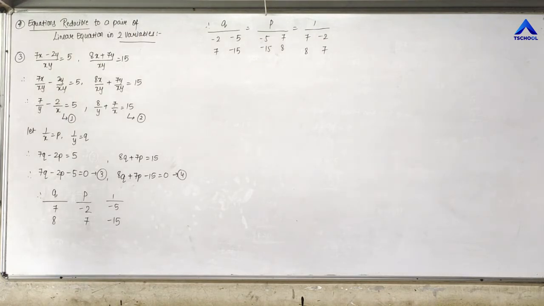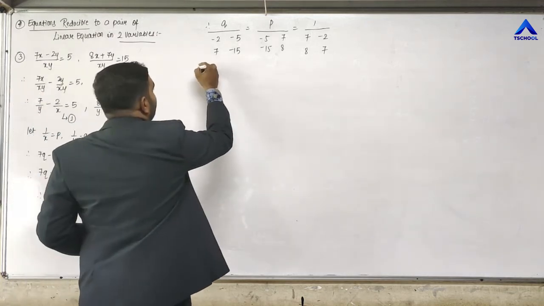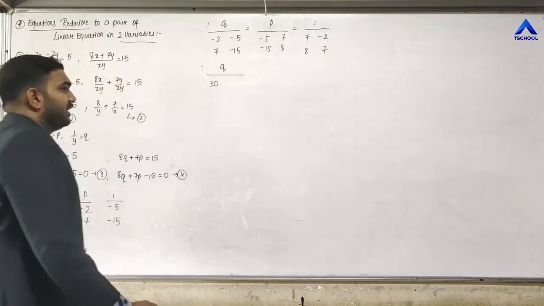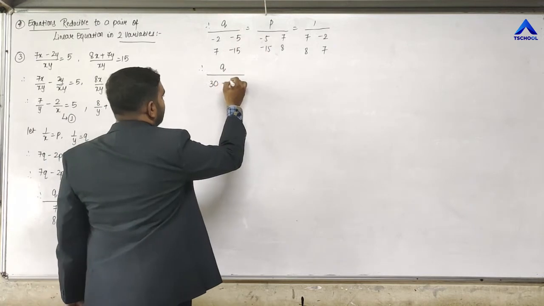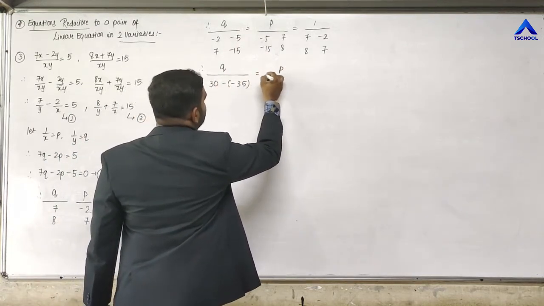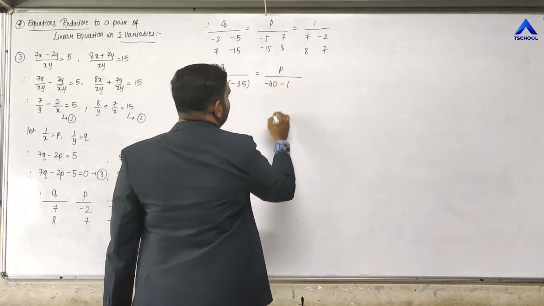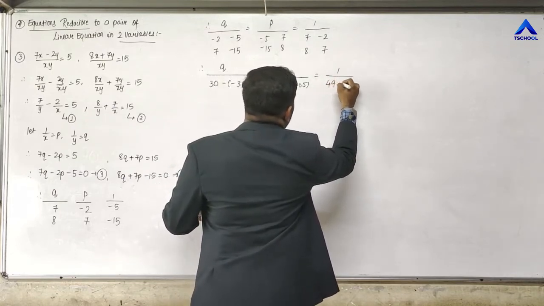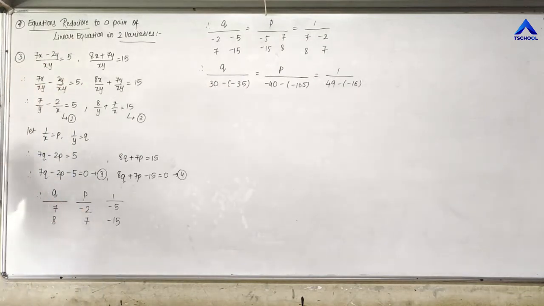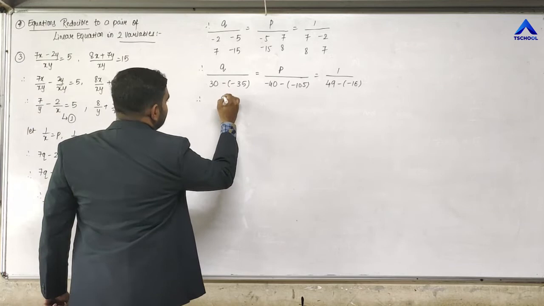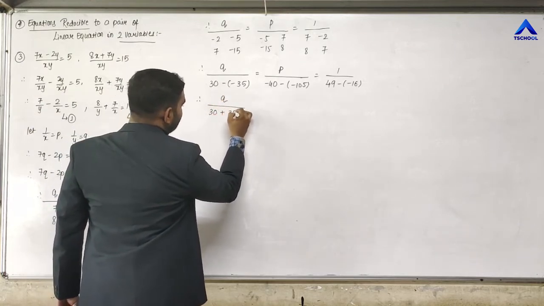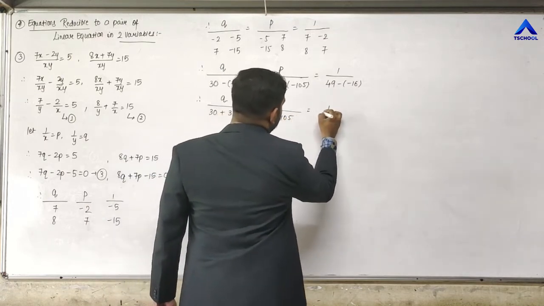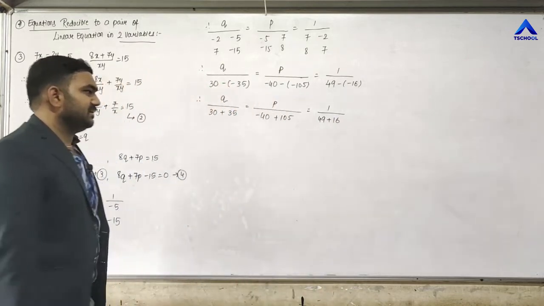Now let us try to solve them. Let us cross multiply. So cross multiplying, we shall get q upon minus 2 into minus 15, that is 30, minus 35, is equal to p upon minus 40 minus 15 into 7, that is 105, but that will be minus 105, is equal to 1 upon 49 minus 16. Hope we are not going to make any mistake over here. That is q upon 30 plus 35 is equal to p upon minus 40 plus 105 is equal to 1 upon 49 plus 16.